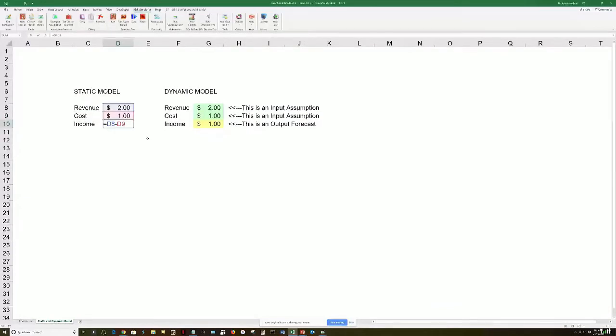And we can also see on the right-hand side, we have something called a dynamic model. Dynamic model in this case is a copy-paste job from the left side. So it's exactly the same thing, so 2 minus 1. The difference here is we have special names for these things. So anything that is an input, like a revenue or cost, I type in 2 and I type in 1, we call it input assumptions. Anything that has an equal sign, we call it an output forecast. So in any model, you have an input and you have an output, clearly.